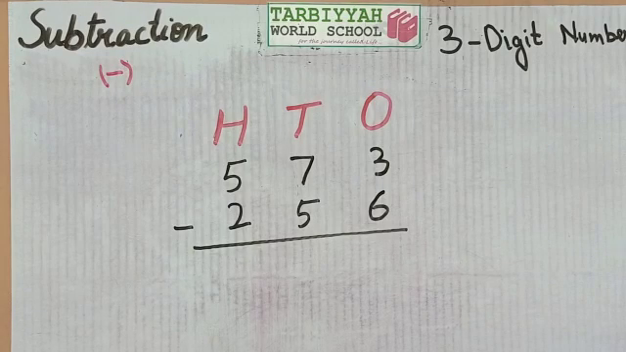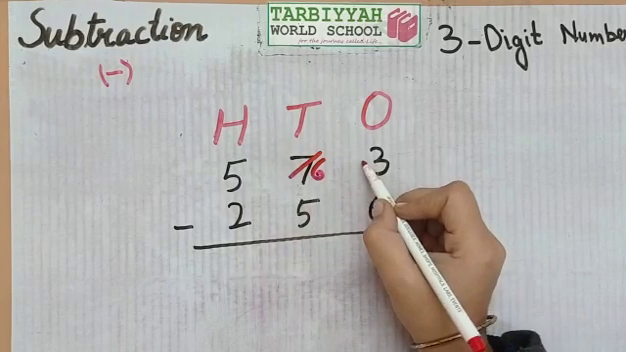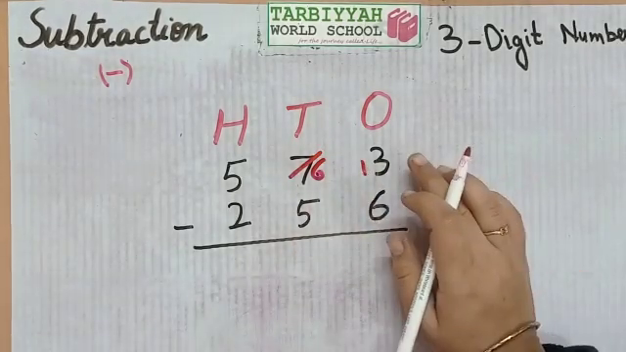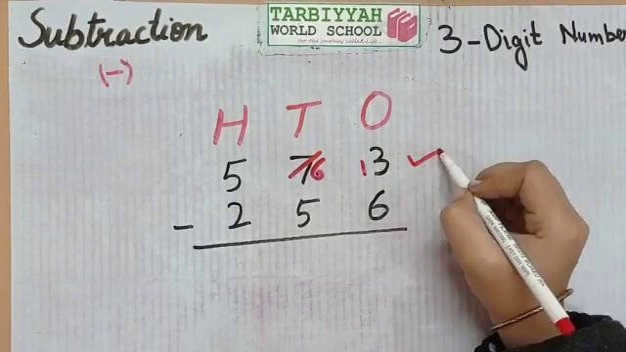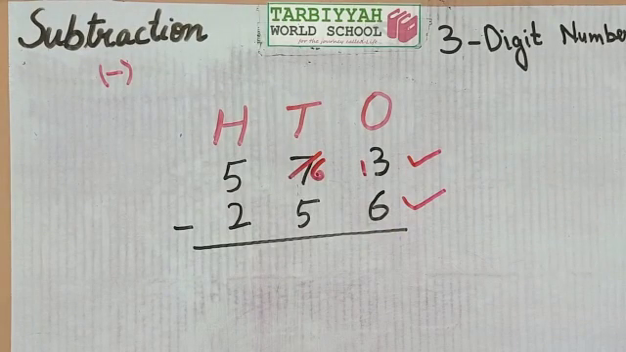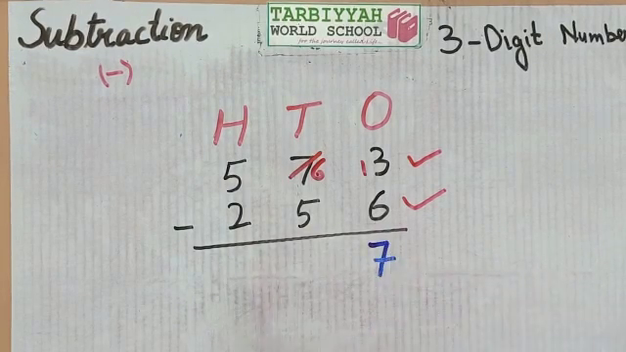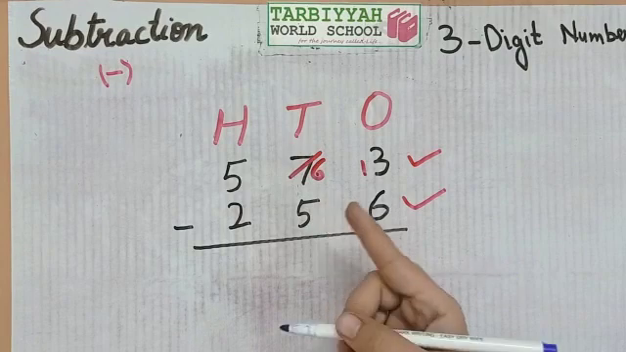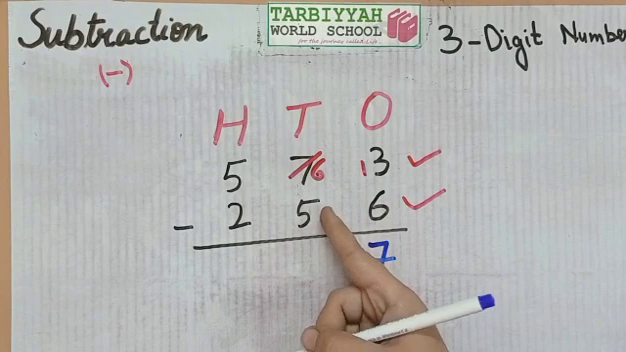See, 7 tens will become 6 and this 1 will be given to the ones, and the 3 ones will become 13 ones. Now 13 minus 6 is what? Yes, 7. Now we have to subtract 6 tens and 5 tens.